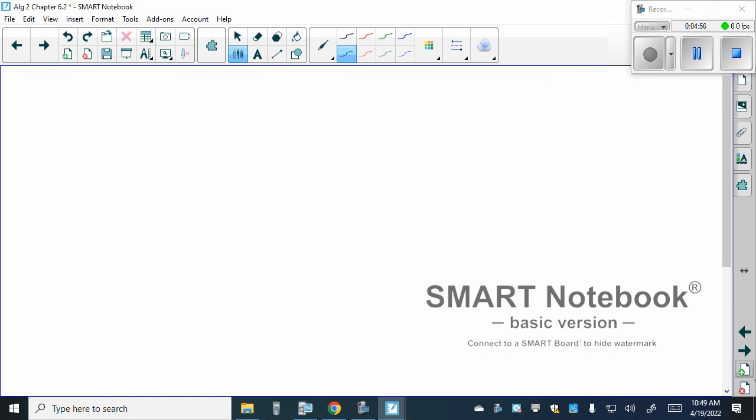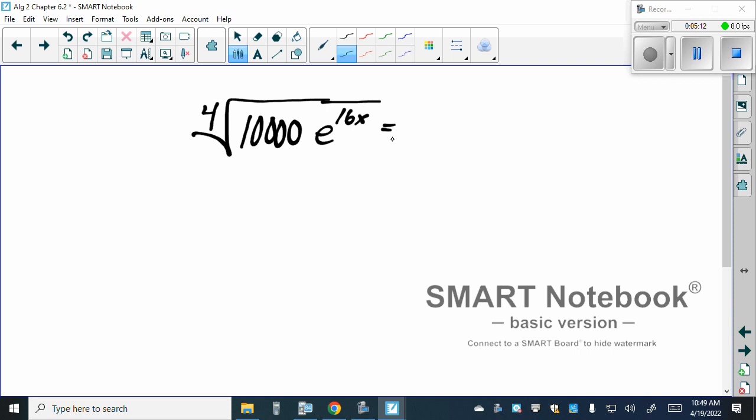Let's look at one last one. Let's say the 4th root of 10,000 e to the 16x. Can we take the fourth root of 10,000? I know it's not on the paper, but I'm adding it. Well, we can plug that in the calculator. What times itself 4 times is 10,000? 10. 10 to the fourth is 10,000.